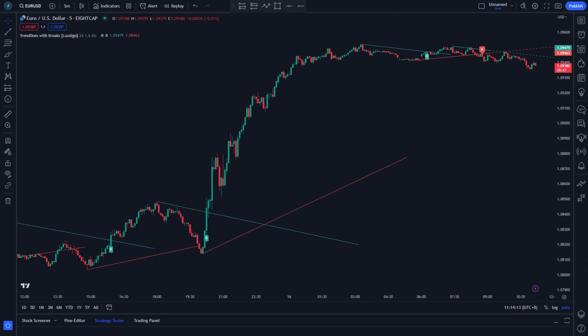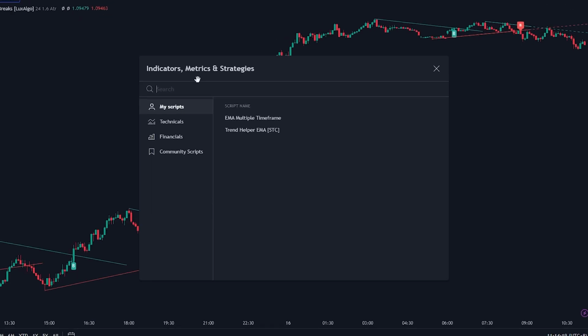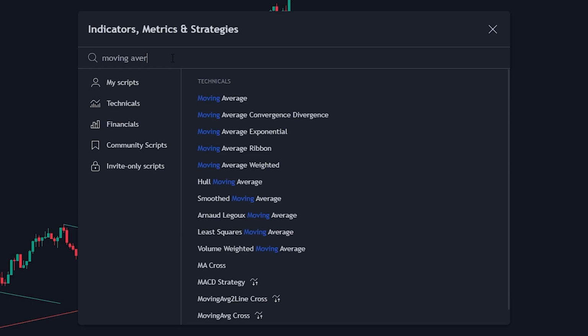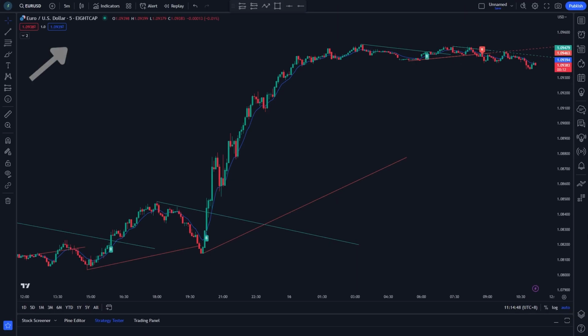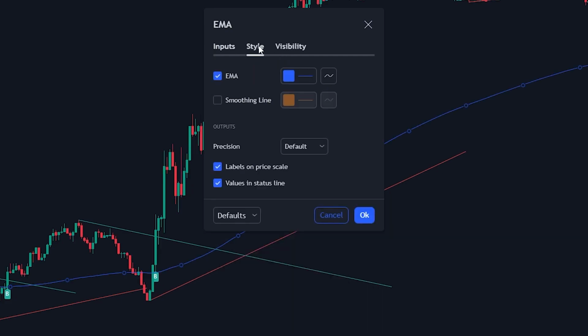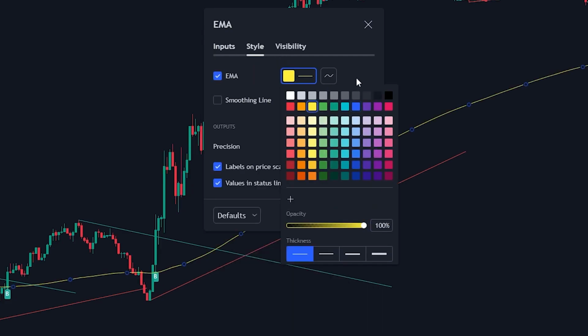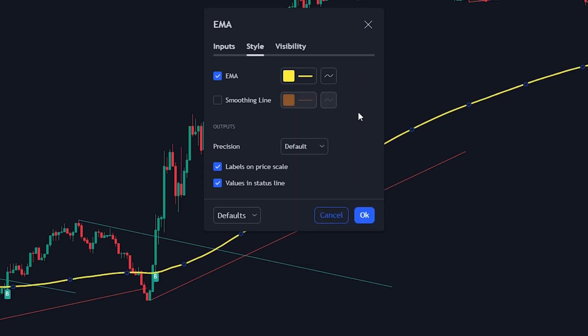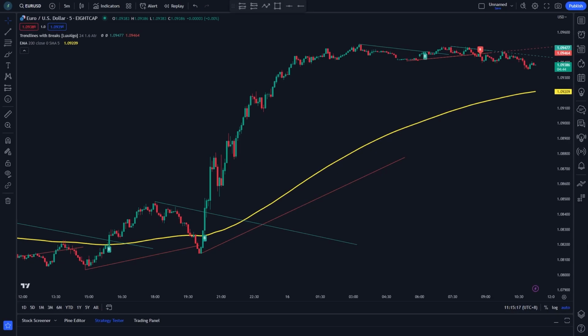Now let's add the second indicator. Go back to the indicator menu and search for Exponential Moving Average. Click on it to select it. To customize the settings, change the length to 200. In terms of style, make the EMA color yellow and adjust the line to be more visible. Now our setup is ready. Let's see and learn how to use this trading setup.